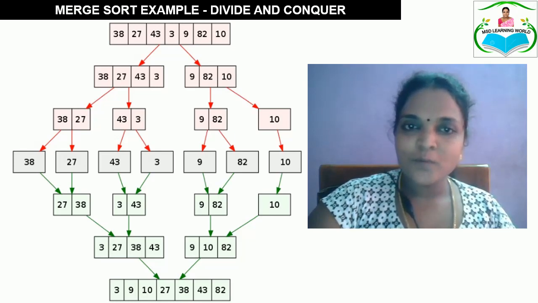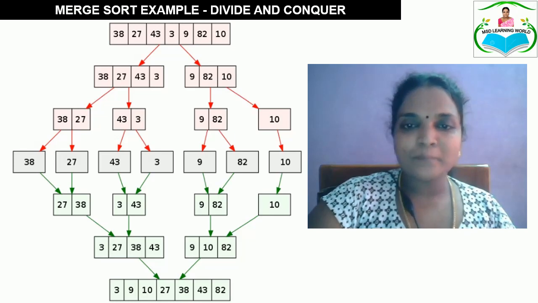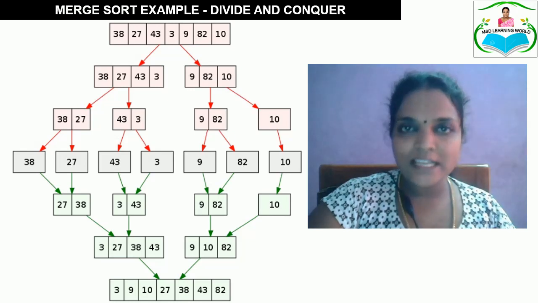Now 38, 27, 43, 3 will be divided as a first subarray and 9, 82, 10 will be divided as a second subarray. Similarly, when you take the first subarray, it has 4 elements. So 4 divided by 2 is 2. So 2 elements are separated as one array and 43, 3 is separated as another array. Similarly, 2 divided by 2 is 1, so each element is divided. Likewise, in parallel all these subarrays are divided in such a way that you have a single element at the last.